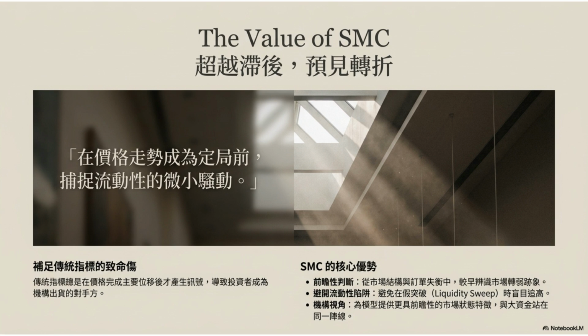The value of SMC is that it does not only focus on whether price is going up or down. Instead, it focuses on the structural meaning behind price movements. For example, BOS may indicate that an existing trend structure has been broken, while CHOCH may suggest a possible change in market behavior. Order blocks may represent areas where institutional orders were placed, and fair value gaps may indicate price imbalance. These features may provide more forward-looking information than traditional lagging indicators.